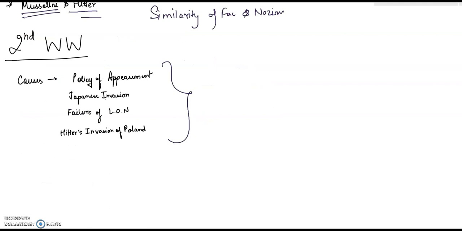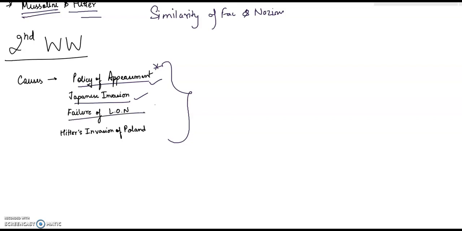Again, for the causes of the Second World War, the policy of appeasement is a very important topic here, since it refers to the policy of conciliating an aggressive power at the expense of some other country, and it means accepting the hostile demands of an aggressive nation. Second is Japanese invasion. You can read it and please note down the dates.